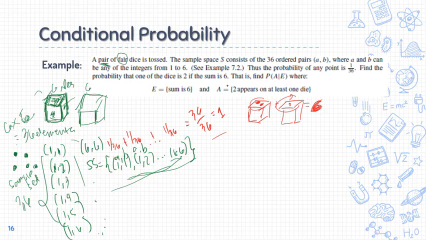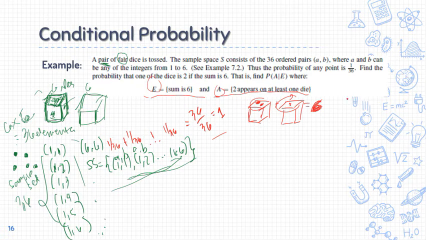Meaning, kanina dahin, gi-define na nato ang events. So, our event A is that 2 appears on at least 1 die given that the sum is 6. Okay? Ang E ang gi-given, ug ang A, pwede ba na sila magbalibaliay? Dili siya pwede magbalibaliay.